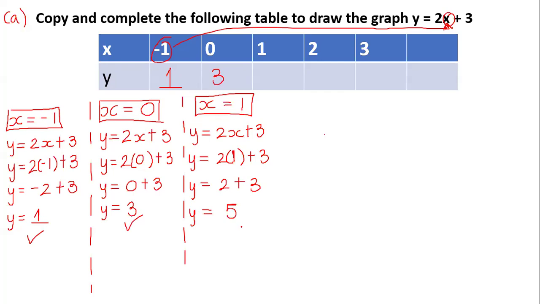Did anyone else get y is equal to 5? Let me know, please. Yes, sir. Yeah, I did. All right, good stuff. And it's going to be right here. y is equal to 5.